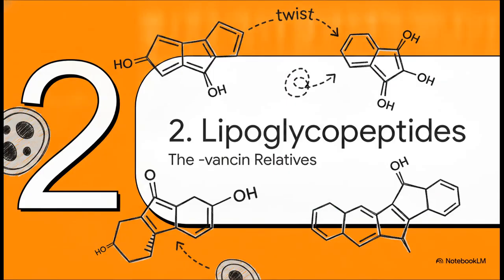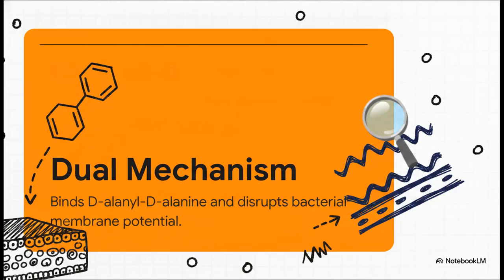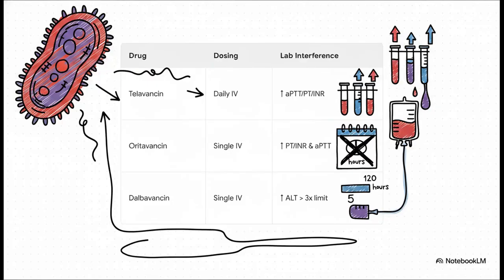Section 2. The lipoglycopeptides, or as I like to call them, the -vancin relatives. A very small structural change alters the pharmacology of these relatives completely. Like vancomycin, these drugs inhibit cell wall synthesis by binding to that D-alanine portion. However, because they have this added lipophilic side chain, they also disrupt the bacterial membrane potential and alter cell permeability. It's a dual mechanism. And because of this dual mechanism, they actually exhibit concentration-dependent activity, which is a key difference from vancomycin. Let's break down the 3 main agents in this class: telavancin, oritavancin, and dalbavancin.